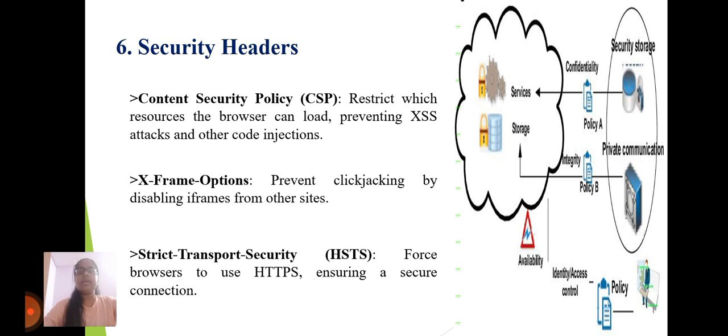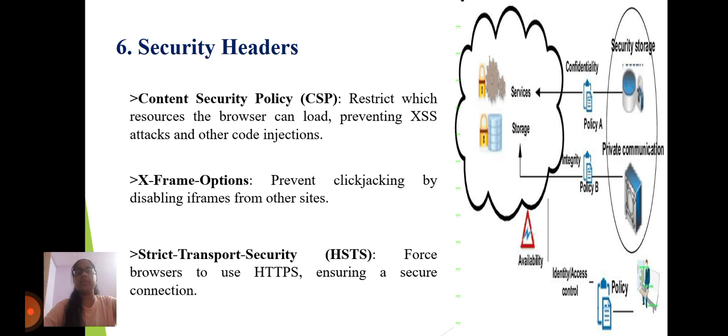The second subheading is X-Frame-Options, which prevents clickjacking by disabling framing from other sites. That comes under the second subheading of security headers. The third heading under security headers is Strict Transport Security, HSTS. Force the browsers to use HTTPS, ensuring a secure connection.